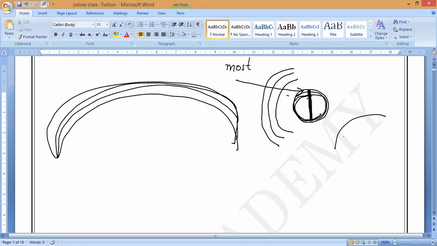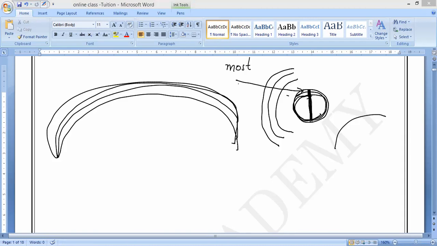The 7 colors visible in the sky are produced by the dispersion of whose light? Sunlight. Who is the prism here? Anybody? Raindrops. The raindrops in the atmosphere act as the prism, and that is called a rainbow. Do you understand? That is what we should call raindrops.